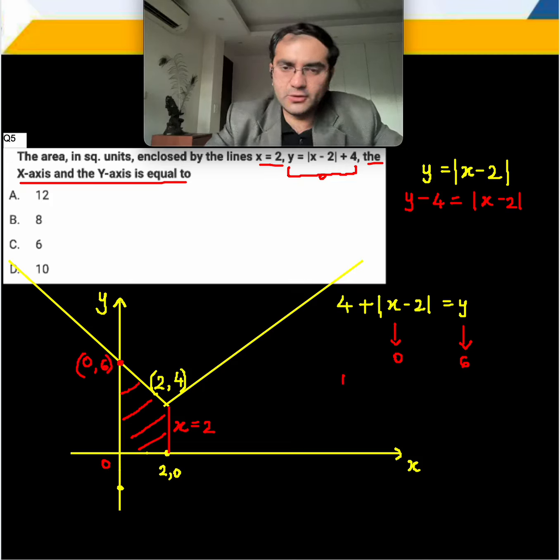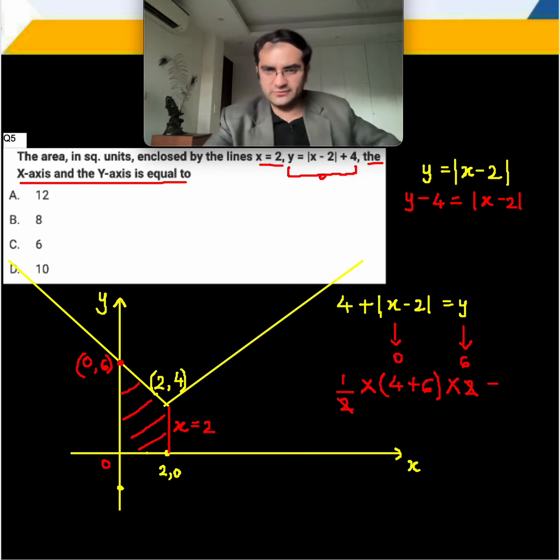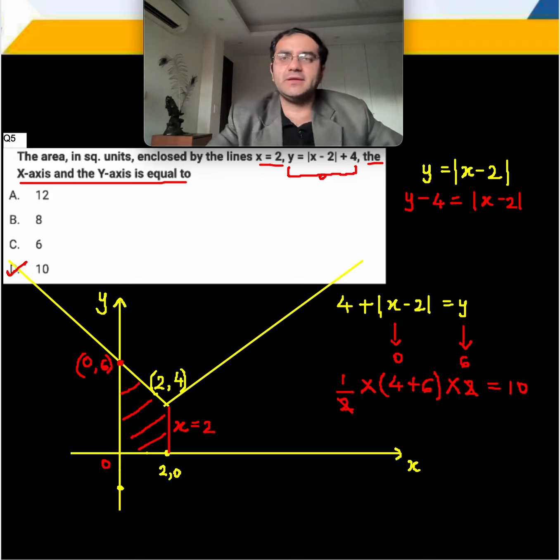Calculate the area now. Half into sum of parallel sides. What is this length? From 0 to 4 is 4 units. And what is this? From 0 to 6 is 6 units. ठीक है, and नीचे 2 units आ जाएगा. So therefore cancel it out. Your answer is 10. Tough question.